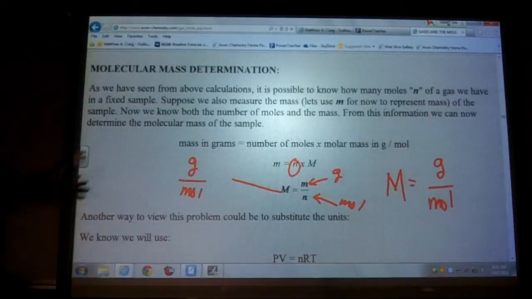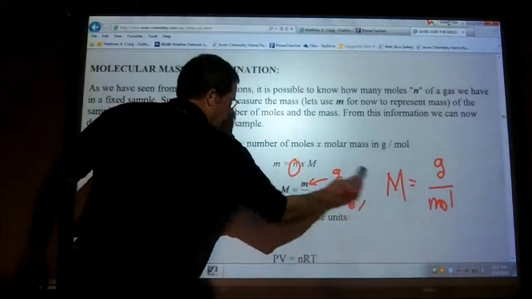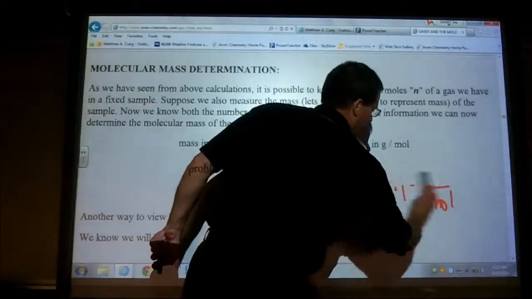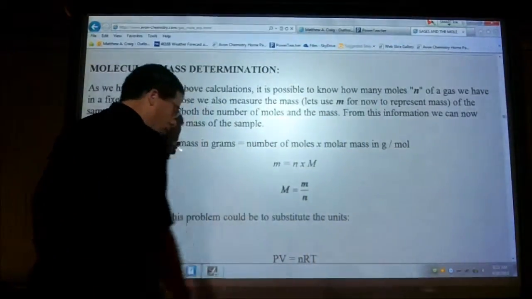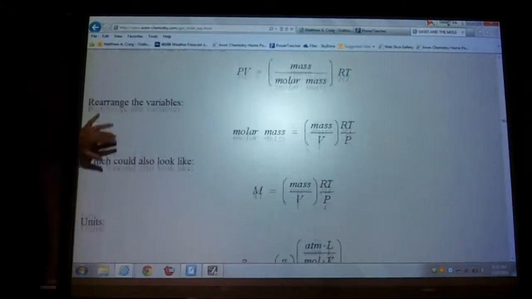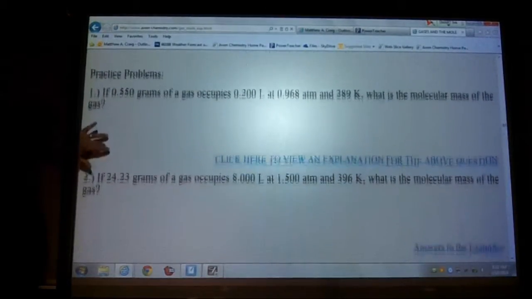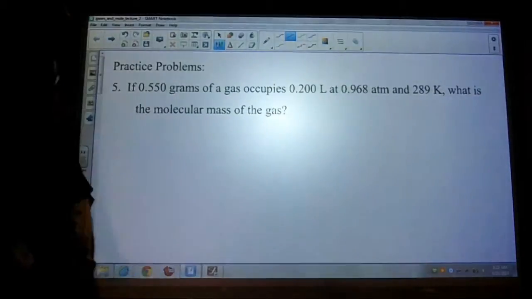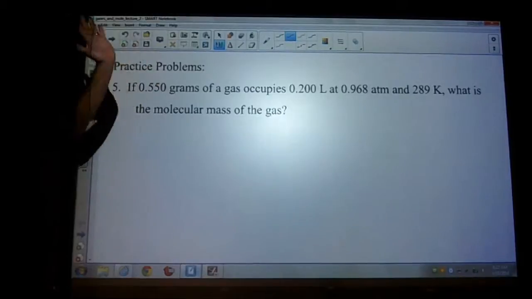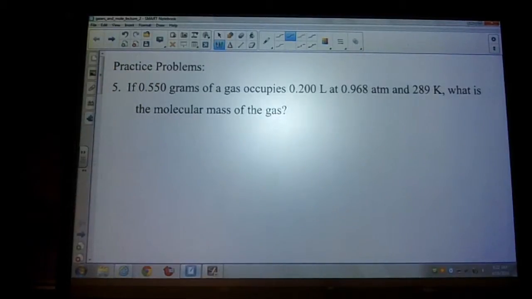So we'll get to use PV equals nRT in working these out to determine the molecular mass. Okay? Actually, the best way is by doing an example. So let's look at the first example here. I put number 5 on here because it's the 5th one in your packet, but it's your number 1 on page 8, 9.